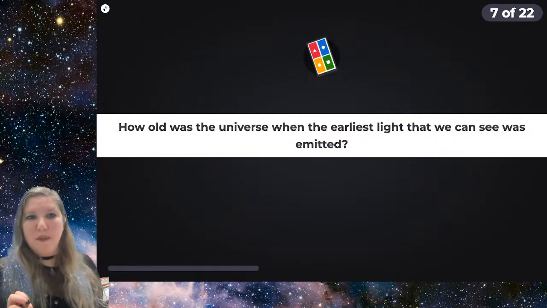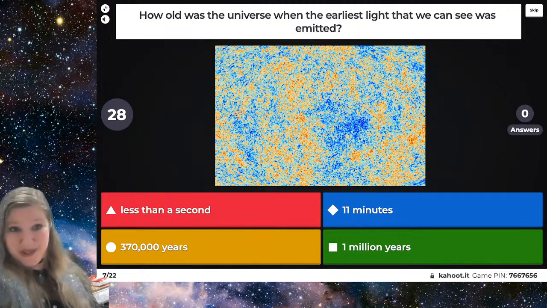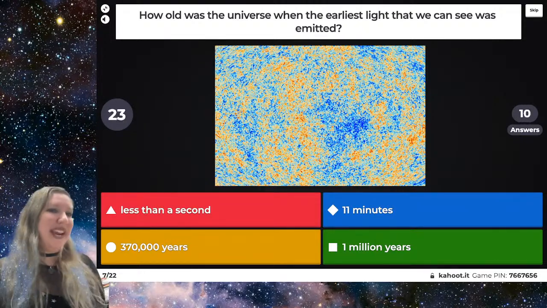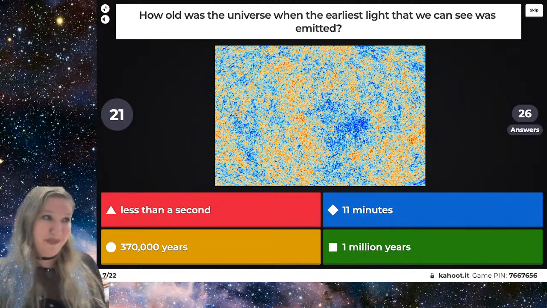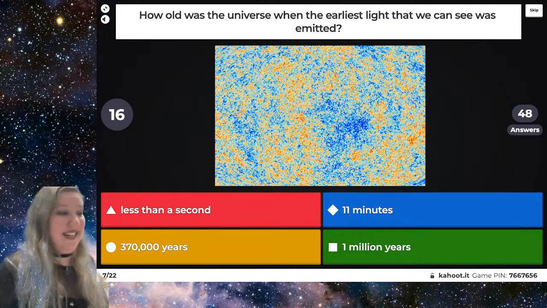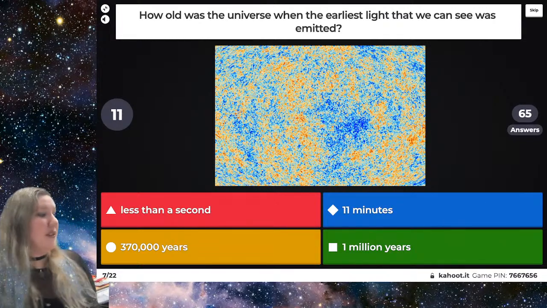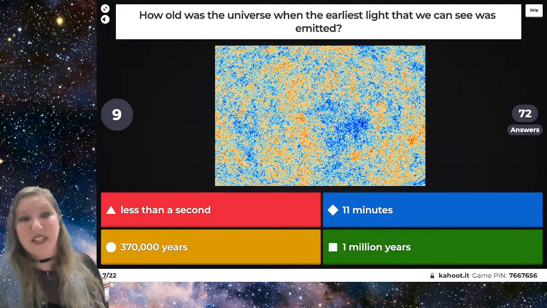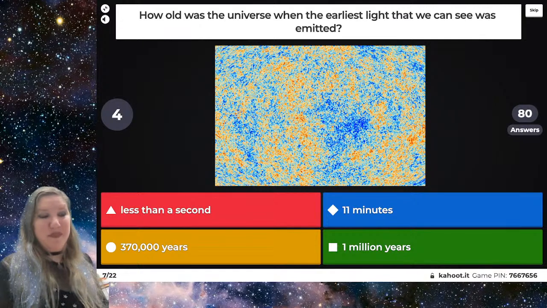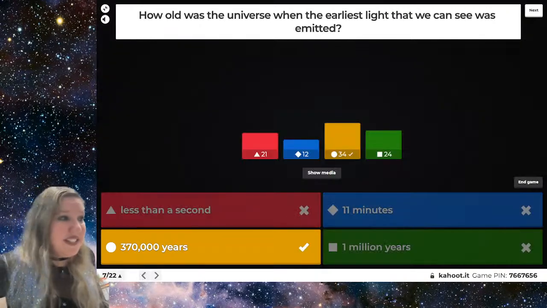All right, one more question about the early universe. How old was the universe when the earliest light that we can see was emitted? So we can't see the light from the very, very beginning of the universe, but how old is the oldest light that we can see? Is it less than a second? Is it 11 minutes? Is it 370 years? Or is it 1 million years? How old was the universe when that earliest light was emitted, I should say?